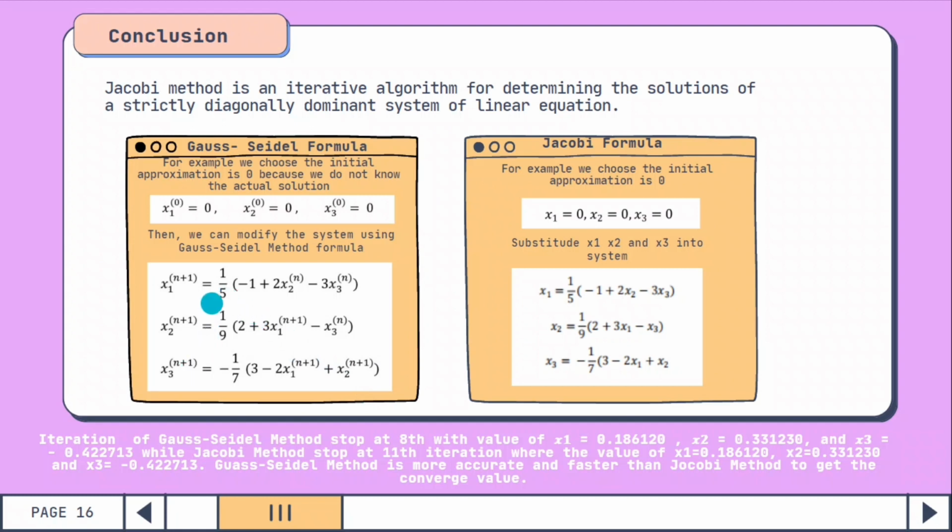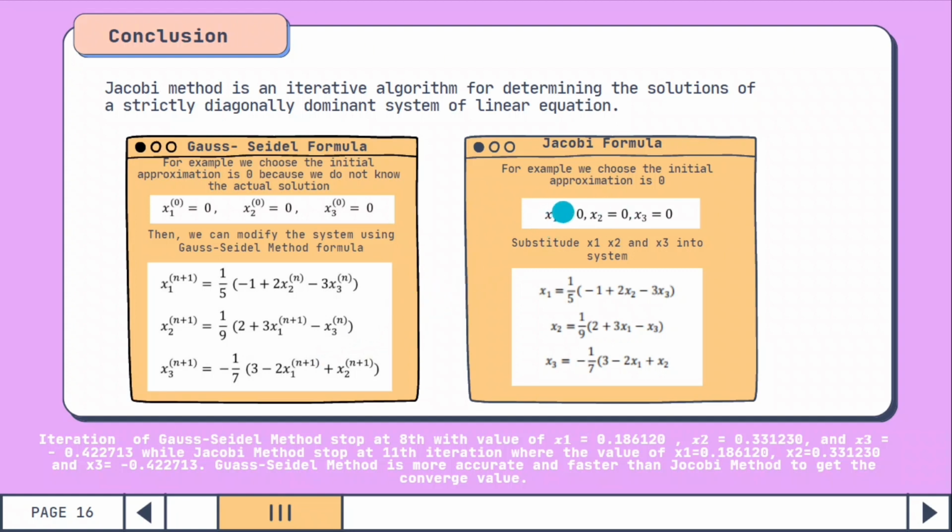To find x2 and x3, we need to find the value of x1 first. And to find x3, we need the value of x2, because we don't know the actual solution of this system of linear equations. So this step keeps continuing until we get the converged value for the system.